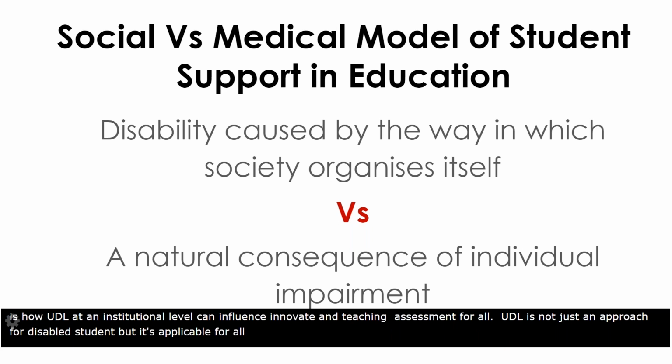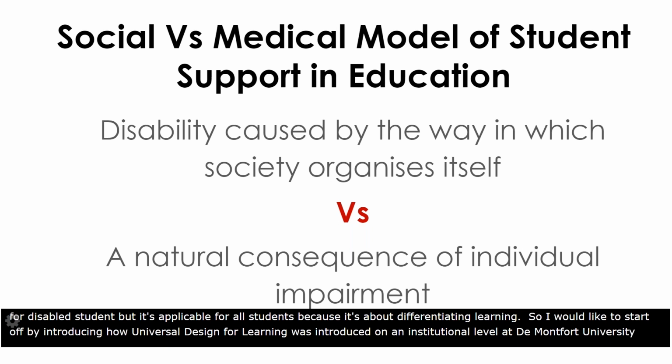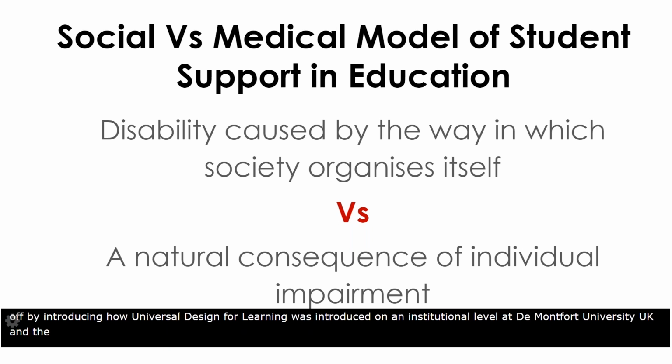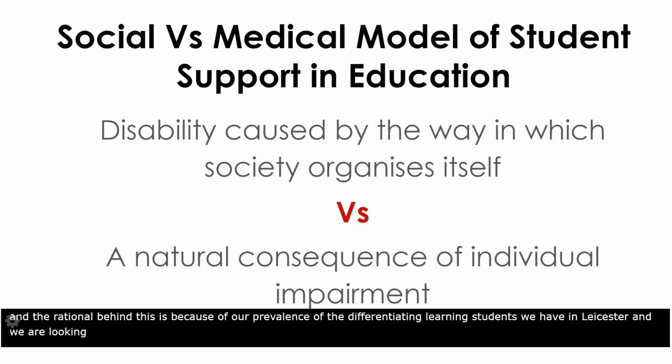So I'd like to start off by introducing how Universal Design for Learning was introduced on an institutional level at De Montfort University, Leicester, UK. The rationale behind this is because of the prevalence of differentiated learning students we have in Leicester, and we are looking forward to having an all-inclusive approach.